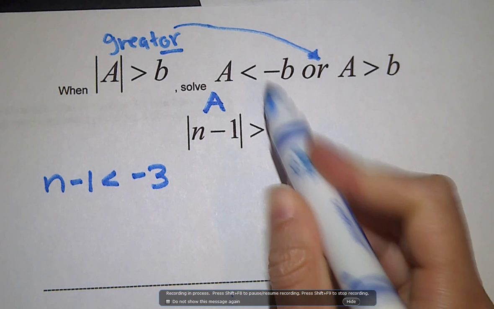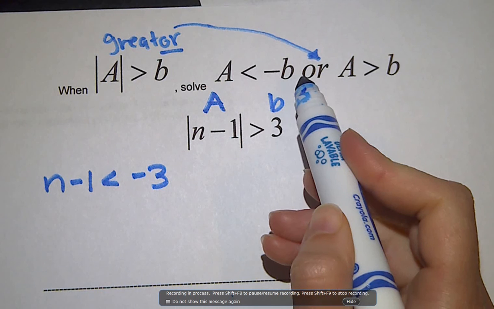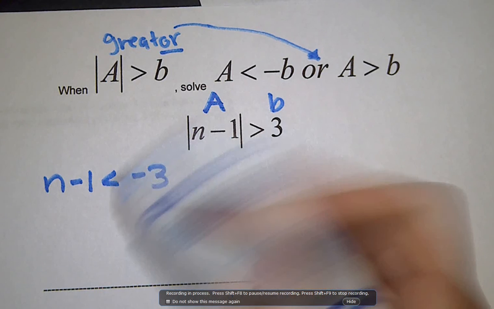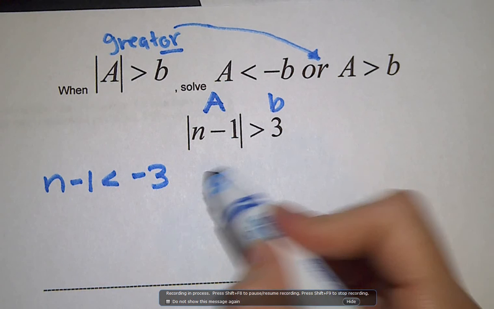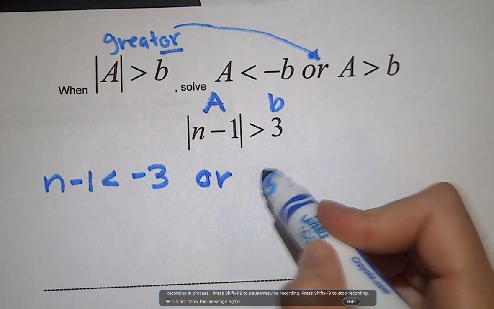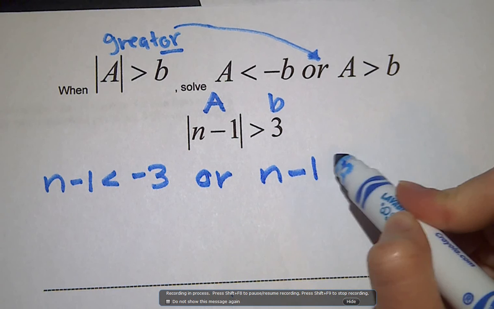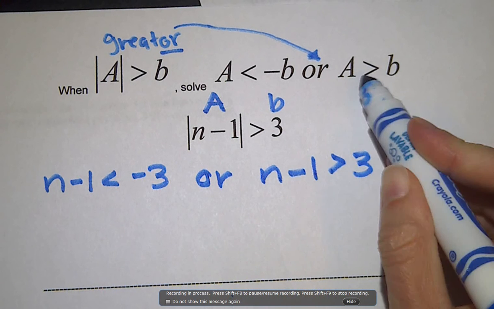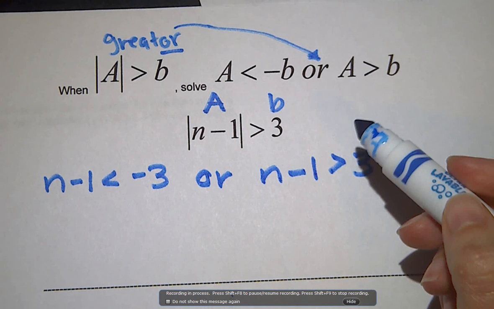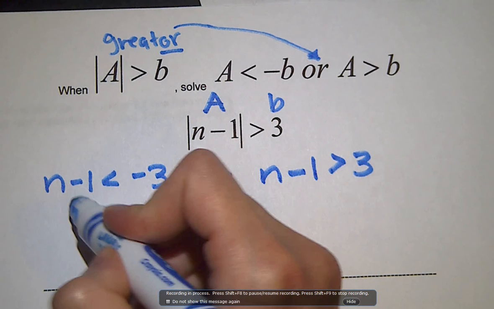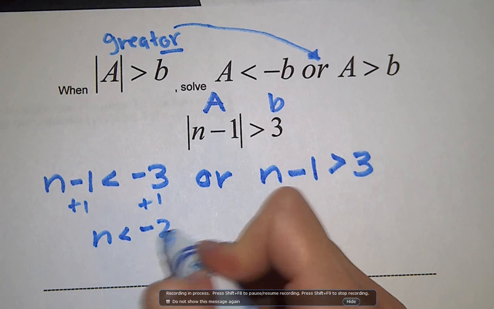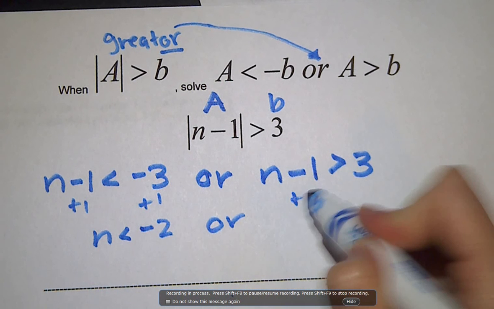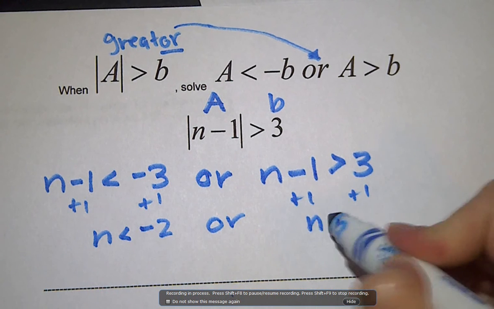So I had to change it to a less than -3. When I switch the sign to a less than, I made it negative. And then I've got OR. Now my a value, n minus 1, stays the same. It's just greater than 3 because it's greater than my b value, which is 3. So now I just go ahead and solve it. I add 1. So n is less than negative 2, or add 1 over here, and n is greater than 4.